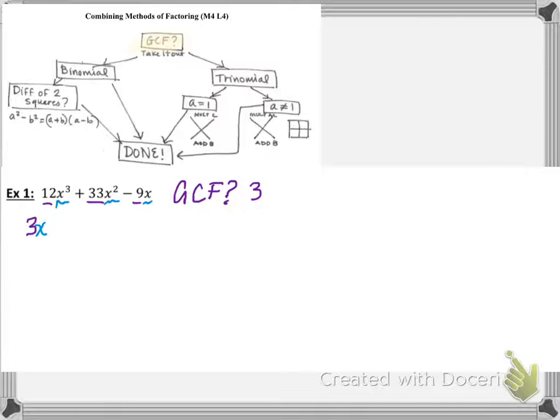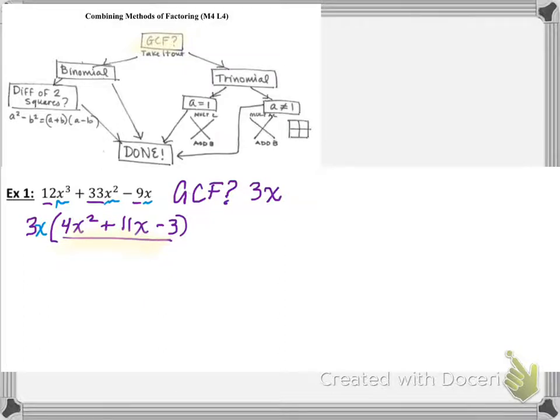And then I want to think about, okay, what is left over? So I would have 4x squared plus 11x minus 3, just to complete the thought process. So we ask ourselves, GCF, it's 3x, right? So now what we're looking at is we're zooming in on what's inside of the parentheses. So let's highlight this, the 4x squared plus 11x minus 3.